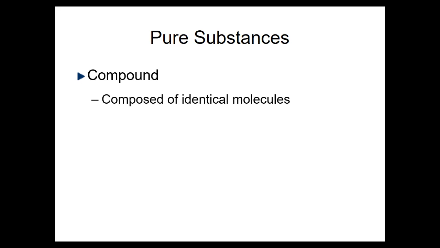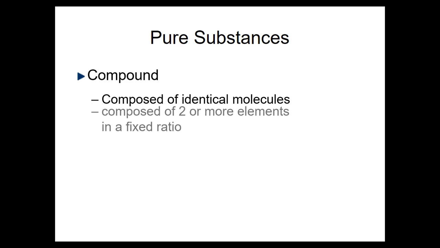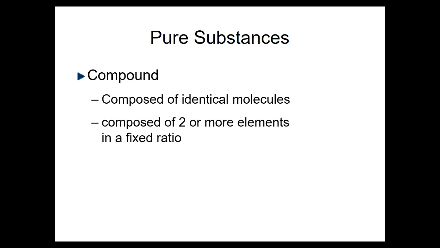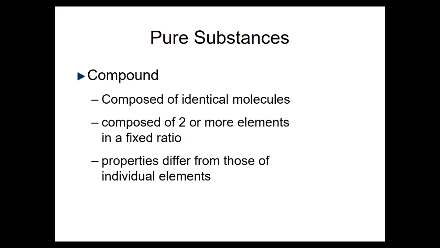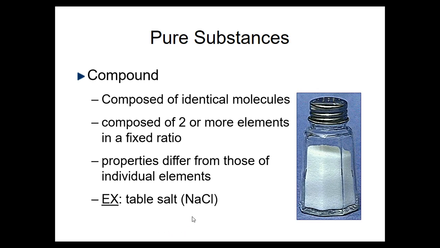Compounds are going to be composed of identical molecules. These are going to be composed of two or more elements in a fixed ratio. Some examples of these are going to be table salt. If you notice the properties of these, table salt is going to be different from sodium and chlorine. If you remember from the periodic table unit, I told you guys chlorine is extremely poisonous. It was used by the Germans to gas troops during World War One, so extremely dangerous.